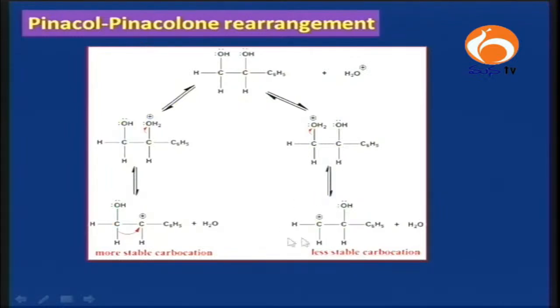Let us look at the stability of the carbocations. In this carbocation, there is a phenyl group attached to the positively charged carbon, whereas here only hydrogen atoms are attached. Therefore, more delocalization is possible in this case because of the phenyl group. Therefore, this is the most stable carbocation, and the final product will be formed from this carbocation only, because it will be formed in higher amounts compared to the less stable carbocation.